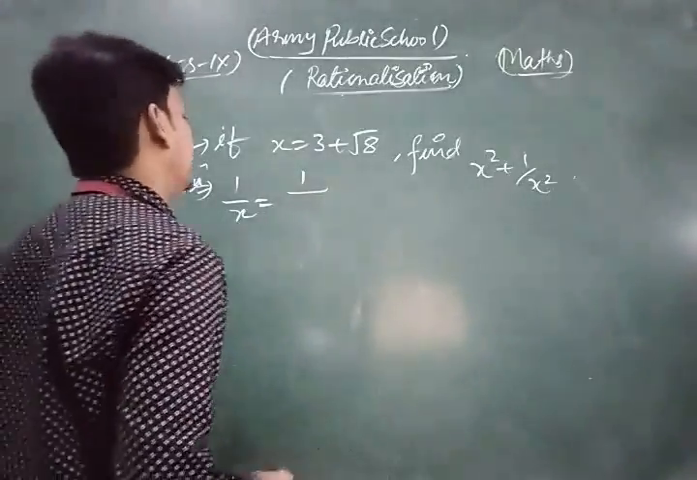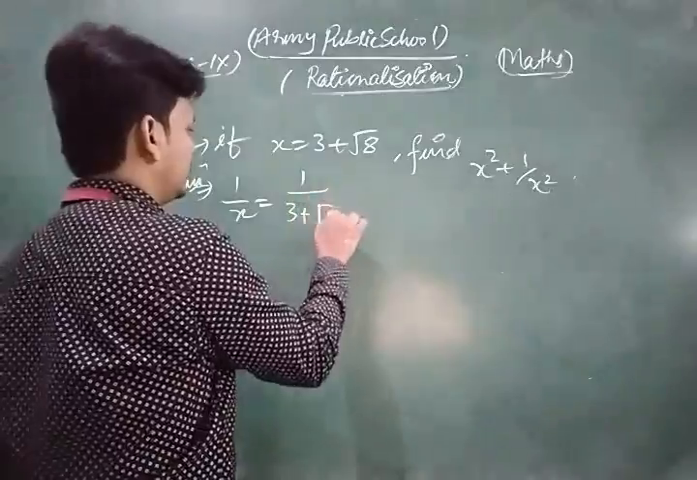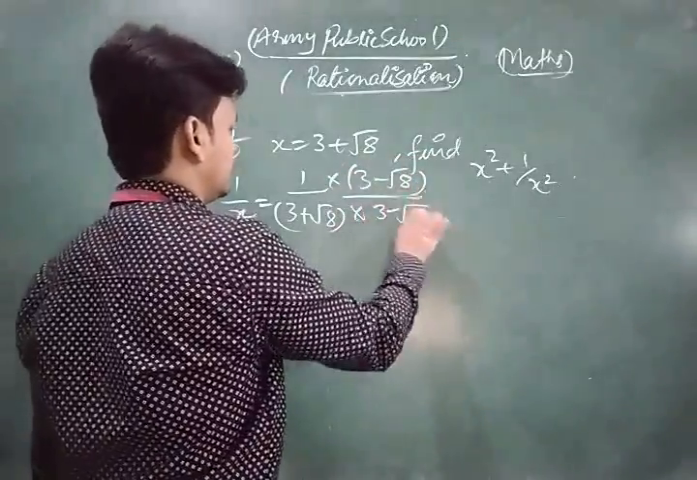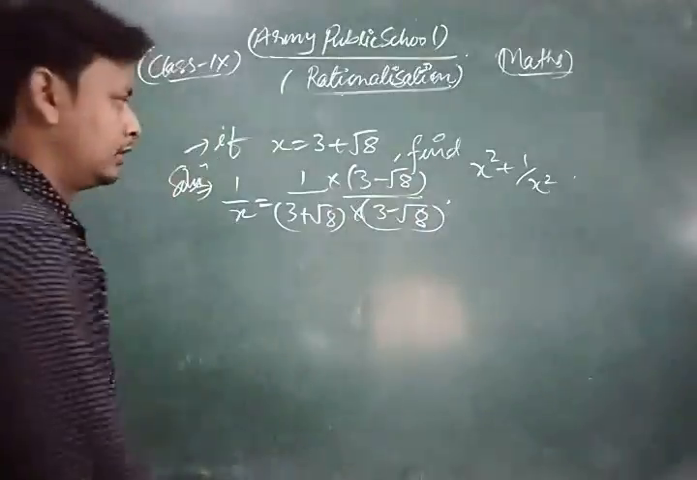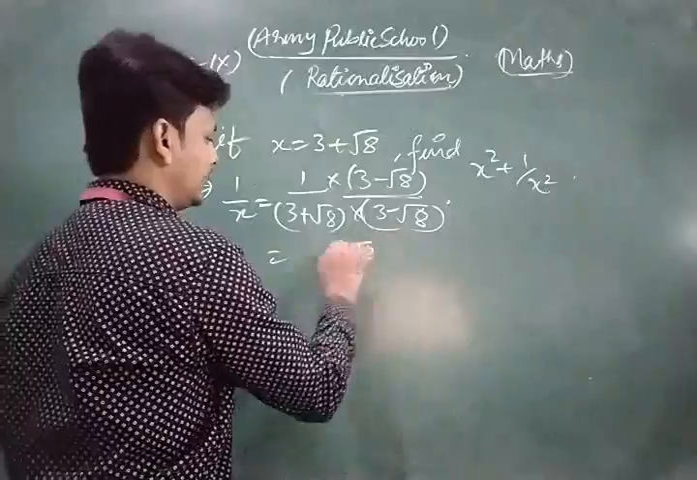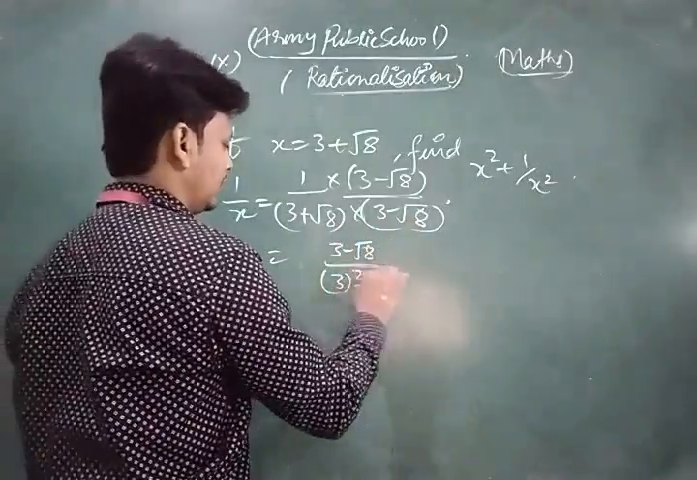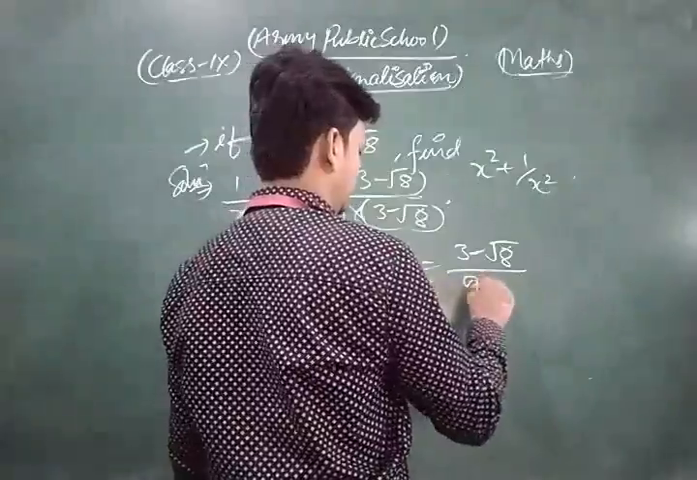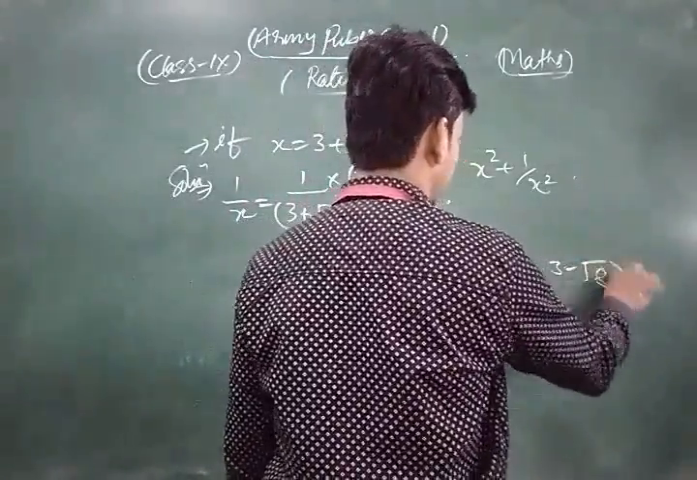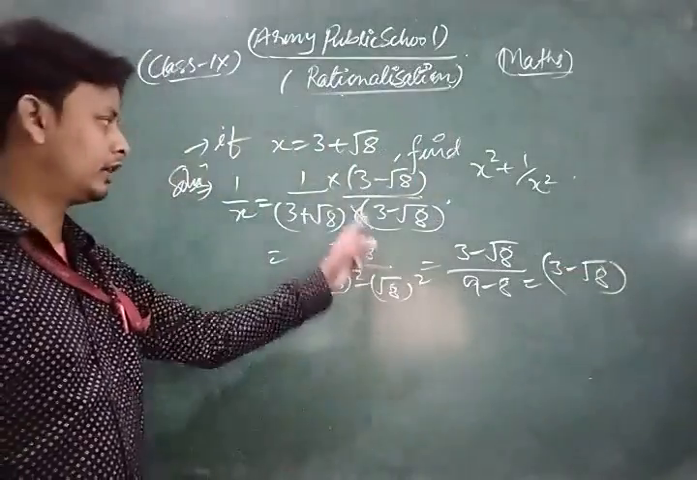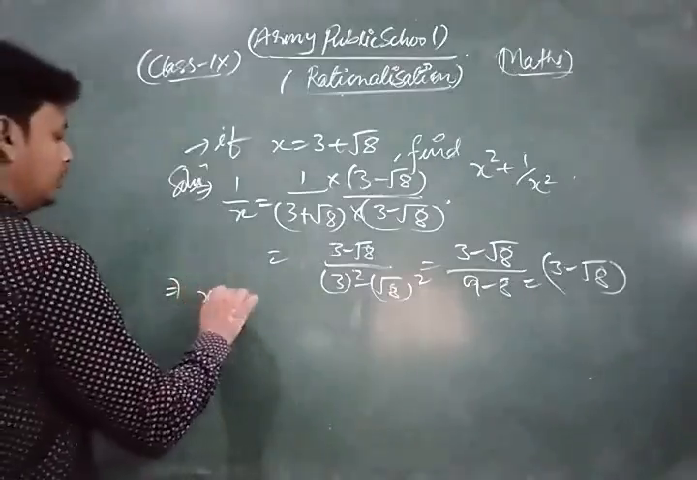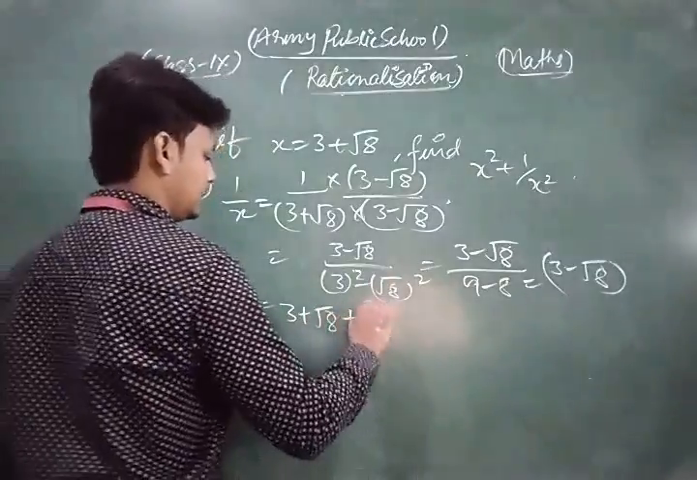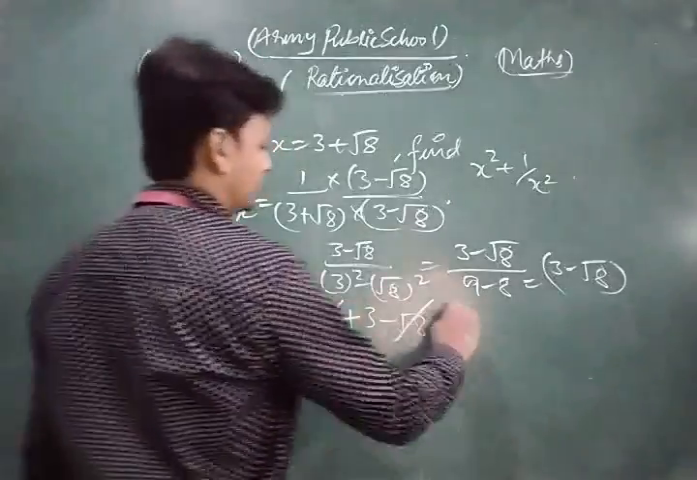1 upon x is, that is, 1 upon 3 plus under root 8. You must multiply by 3 minus under root 8 upon 3 minus under root 8. So we simplify it to 3 minus under root 8 upon a square minus b square, upon 9 minus 8, that is 3 minus under root 8, means the value of 1 upon x. Now we add: x plus 1 upon x is equal to what? This is 3 plus under root 8 plus 3 minus under root 8. So this is cancelled. So now this is 6.